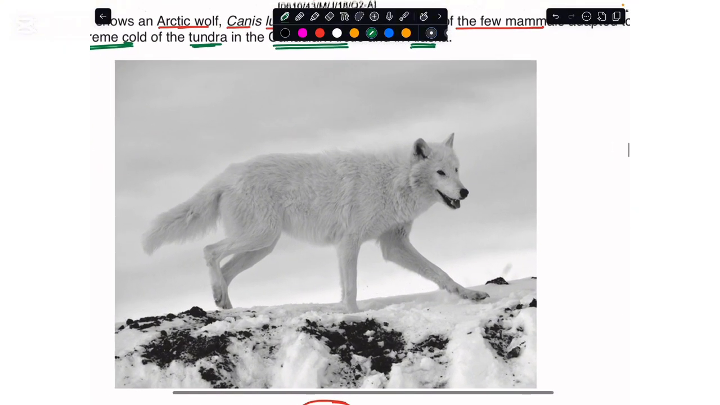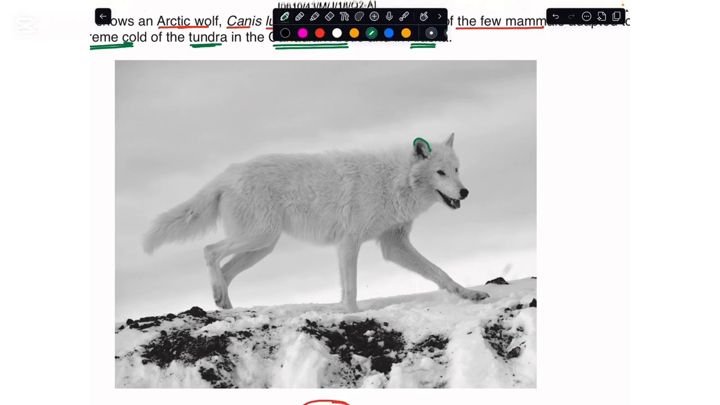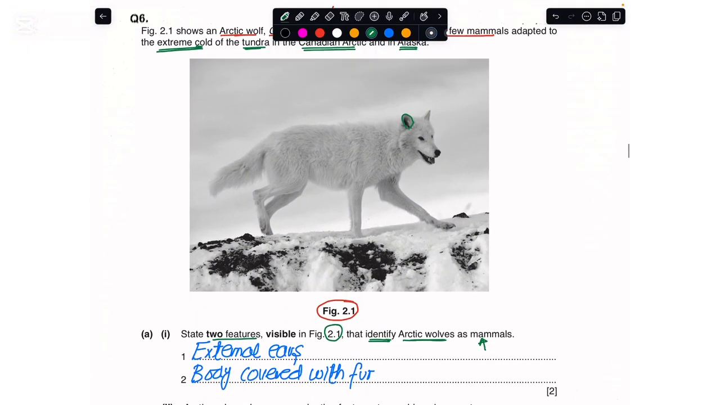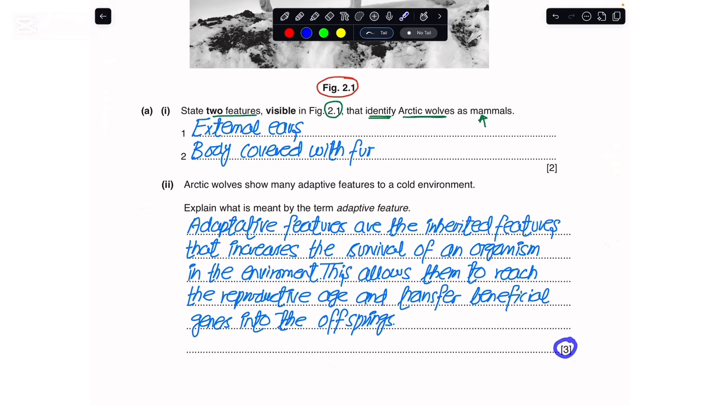So you see, for the mammals, what we need to keep in mind is that their body would be covered with hairs. And here you see they have got their external ears. Now these are something that we see clearly in the figure. So for 2 marks, you would say that they have the external ears and their body is covered with fur.